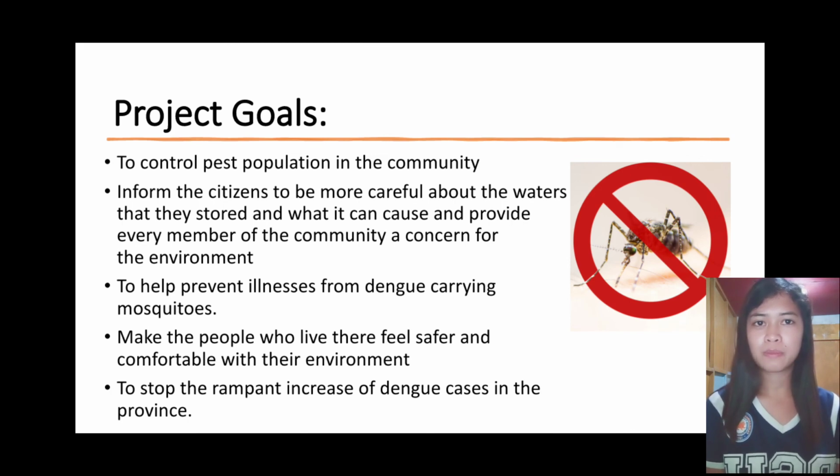First is to control the pest population in the community and inform the citizens to be more careful about the water they store and what it can be used for, and to provide every member of the community a concern for the environment. Second and third are to help reduce illnesses from dengue-carrying mosquitoes and make the people who live there feel safer and comfortable with the environment. Also, to stop the rampant increase of dengue cases in the province.